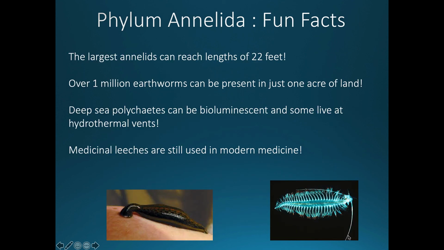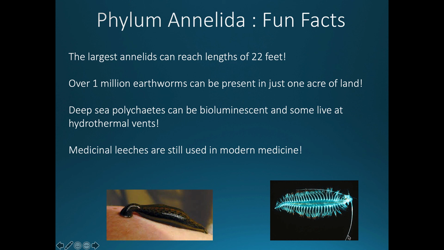So some interesting facts about annelids, that some of them can get quite long. In fact, some of them can be 22 feet in length. If you take 1 acre of land and you counted all the earthworms that were present, you would probably count over 1 million earthworms. So suffice to say, they are very numerous.